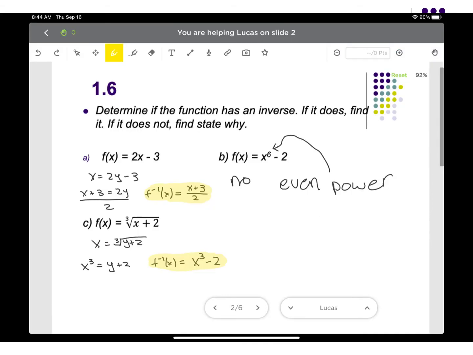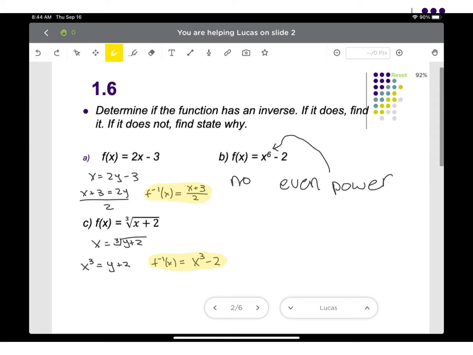Then came 1, 6. So this was our inverses. A had an inverse because x is not raised to an even power or an absolute value. Switch the x and the y, solve for the new y, and then last step, make sure you make it f -1 of x. Oh, that last one was yours. Okay, this is Lucas. So then you get f -1 of x equals (x plus 3) over 2.